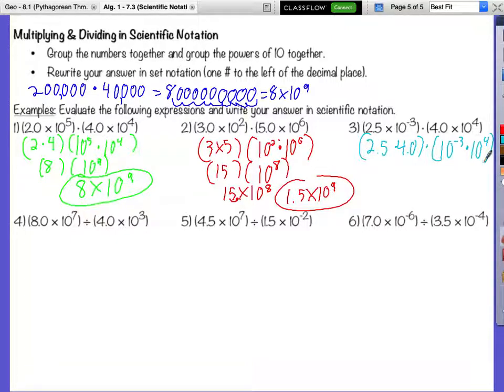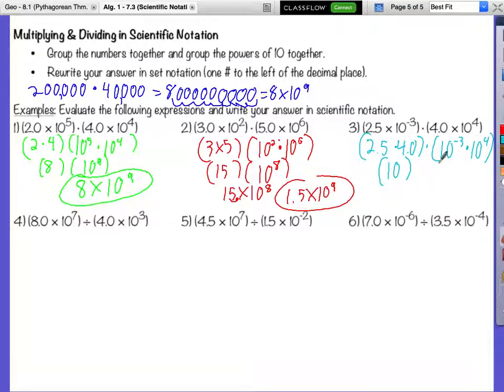2.5 times 4. If we don't know that right away, we can think of 2.5 as $2.50. What would you have if it took 4 times $2.50? $10. So it's 10. That can help us out. 10 to the negative third and 10 to the fourth.